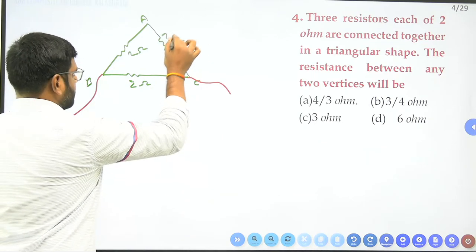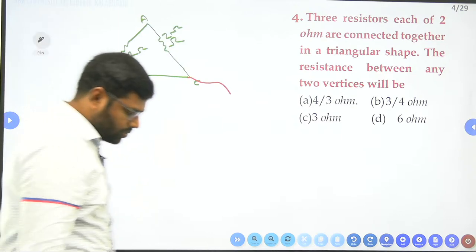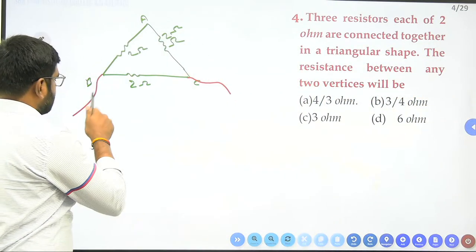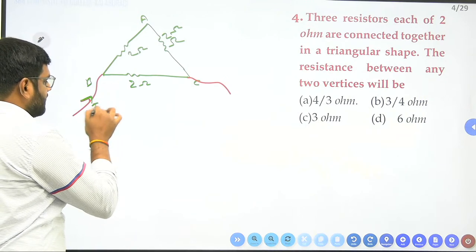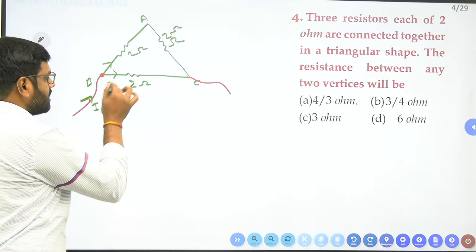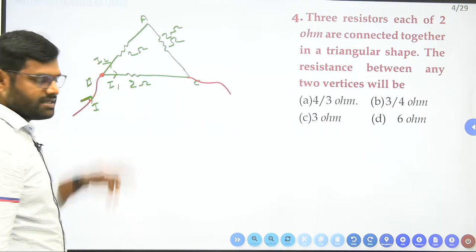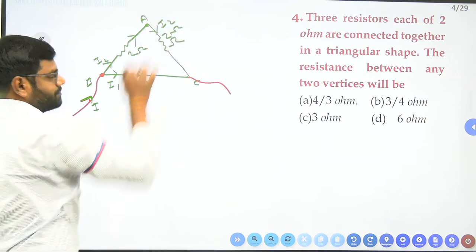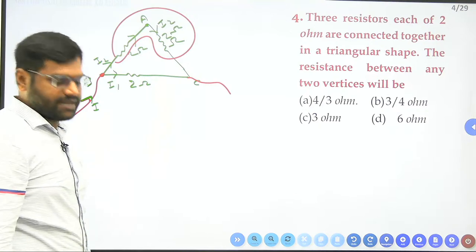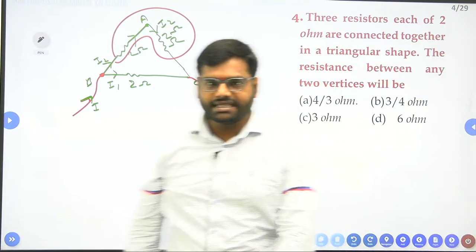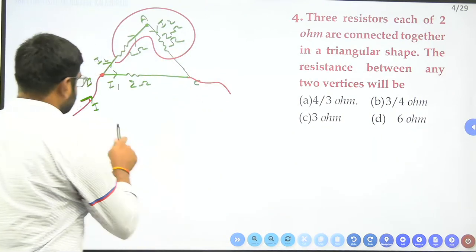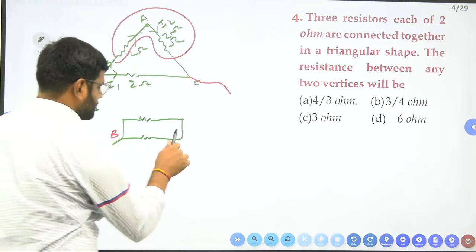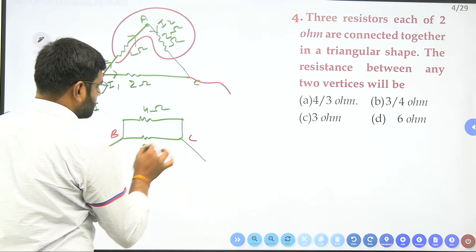See here, very simple. In such cases, try to check how many are connected in series and parallel. If current I enters here, at this point it is going to be divided into I1 and I2. If current divides, then it is a parallel combination. But what about at this point? The same current flows through both these 2 ohm resistors, which means they are in series. If the current is the same in both resistances, then they are series connected, and the effective of these 2 is 2 plus 2, which is 4 ohm. Now with terminals B and C, this branch becomes 4 ohm, and the other I'll keep as 2 ohm.